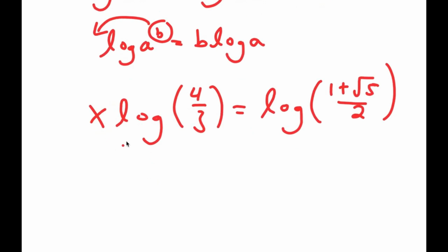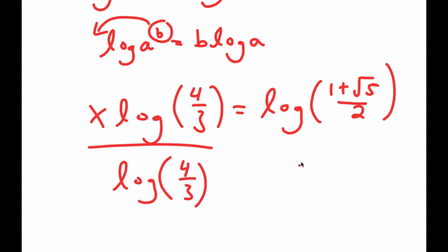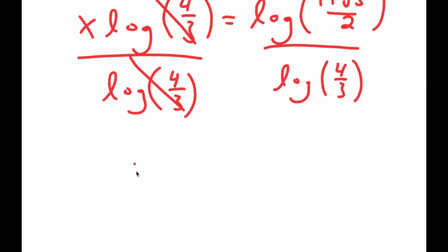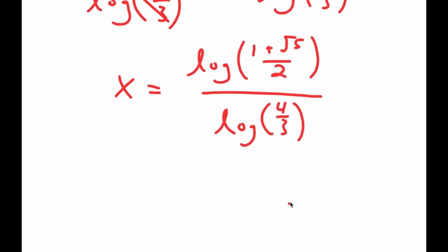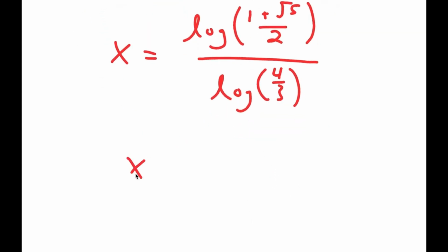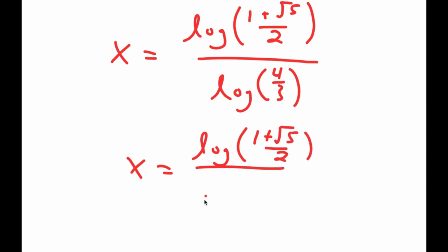So now that x is a term, we can isolate it by dividing both sides by log of 4/3. So when these two cancel out, I get x is equal to log of (1 + √5)/2 over log of 4/3. And log of 4/3, I can rewrite that as log 4 minus log 3.